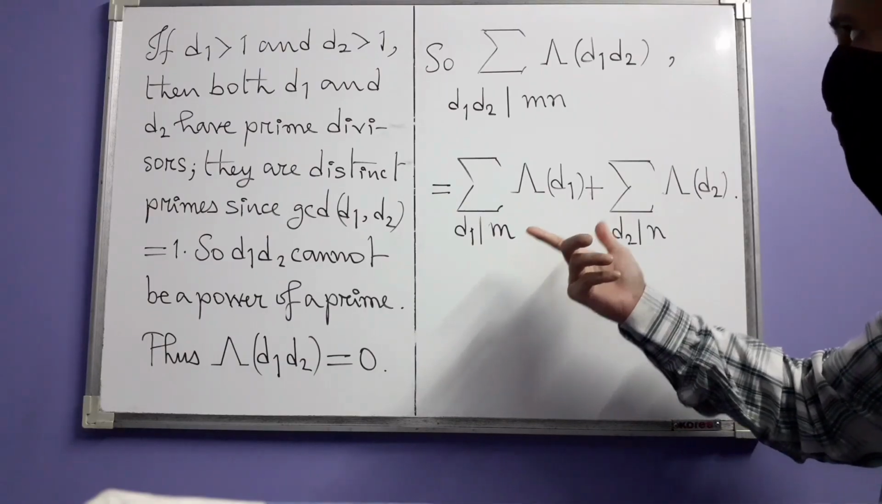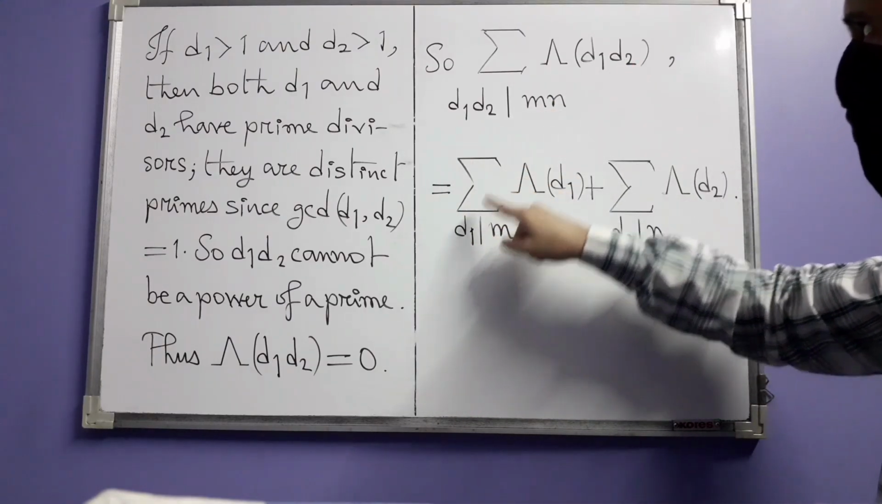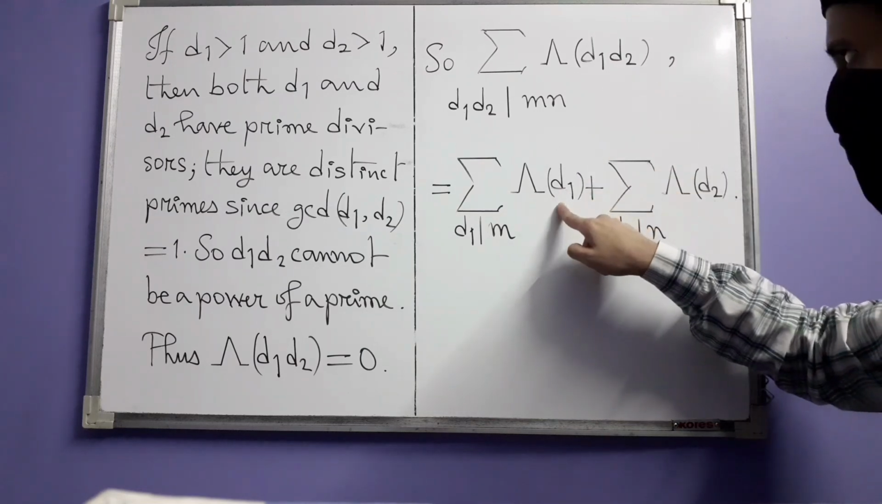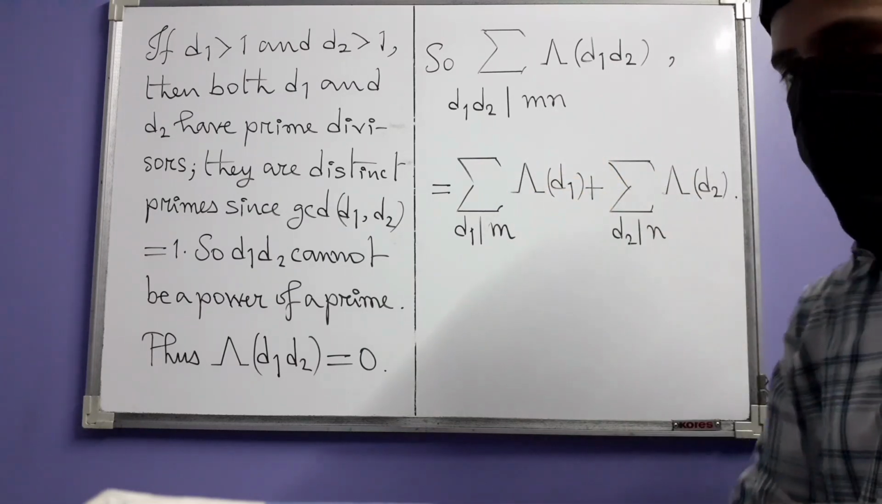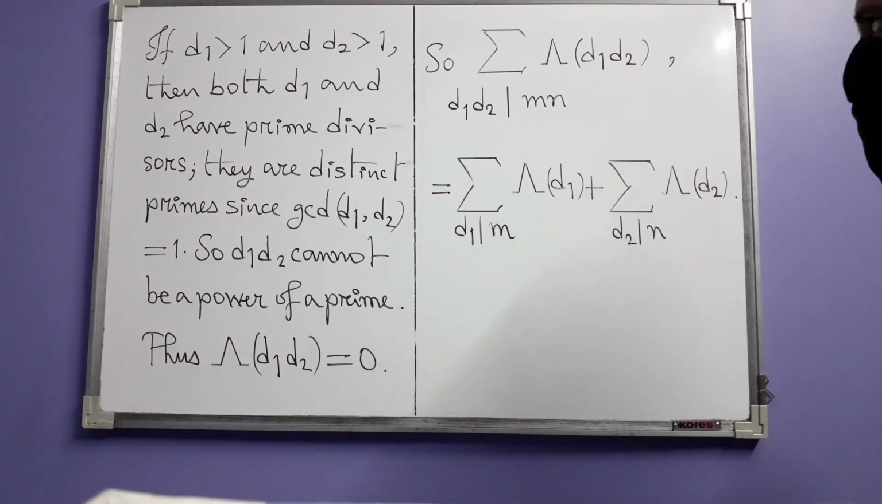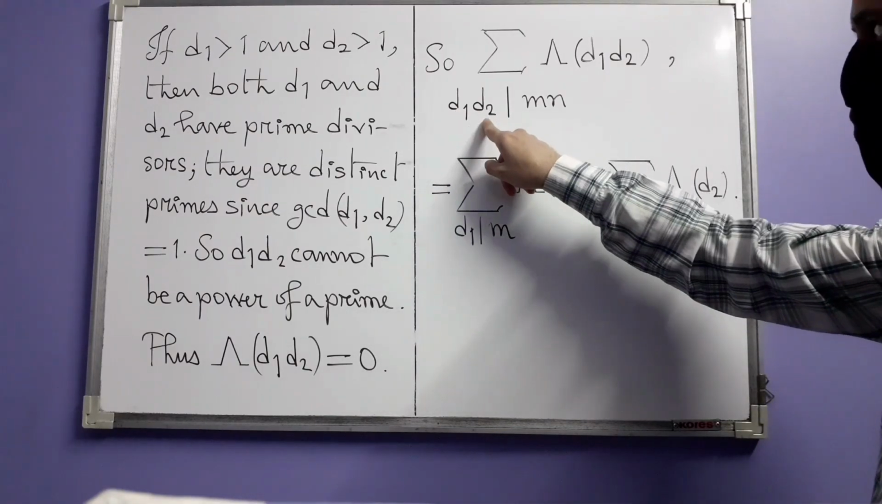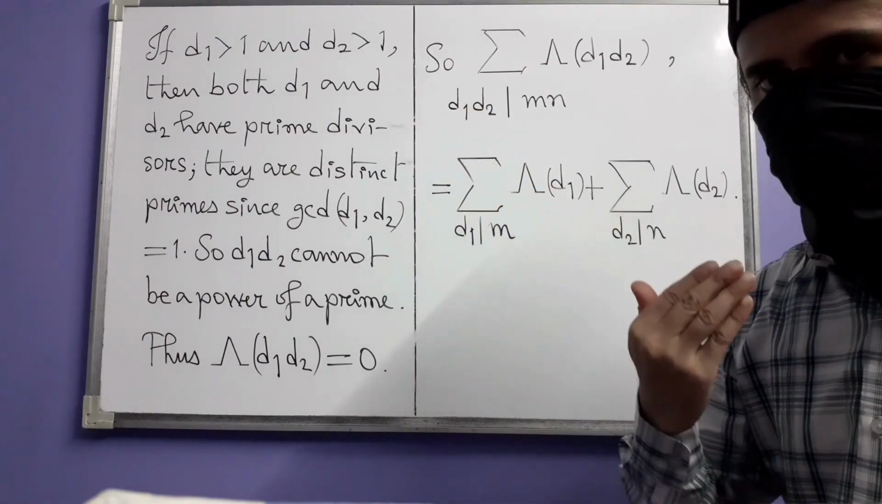Okay. So that means here d2 will vanish, so you have d1. Here d2 vanishes, you have d1. But why did I not write mn here? Why am I writing m? That is because d1 varies over all the positive divisors of m.